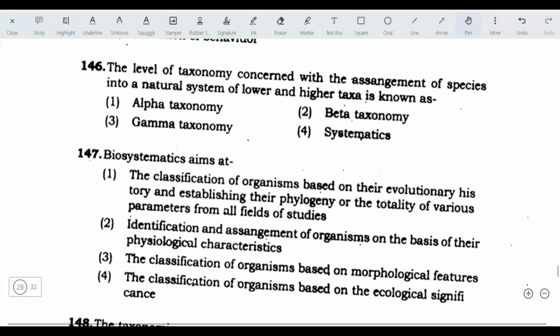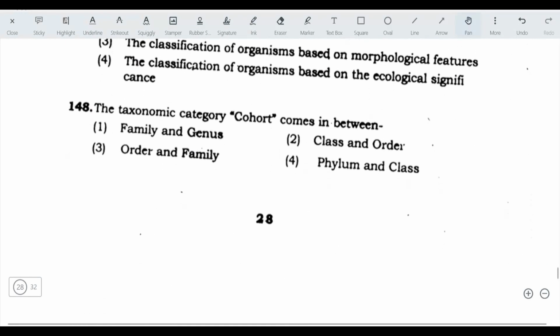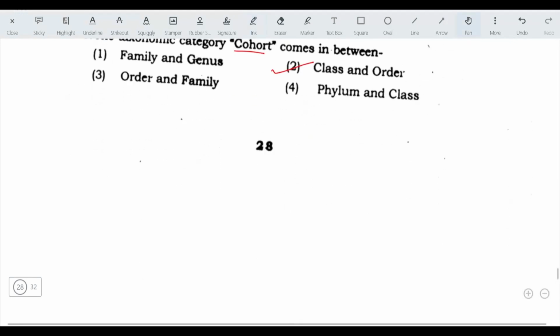Next, the level of taxonomy concerned with the assignment of species into a natural system of lower and higher taxa is known as systematics. Next, biosystematics aims at the classification of organisms based on their evolutionary history and establishing their phylogeny or the totality of various parameters from all fields of studies. Next, the taxonomic category cohort comes in between class and order.